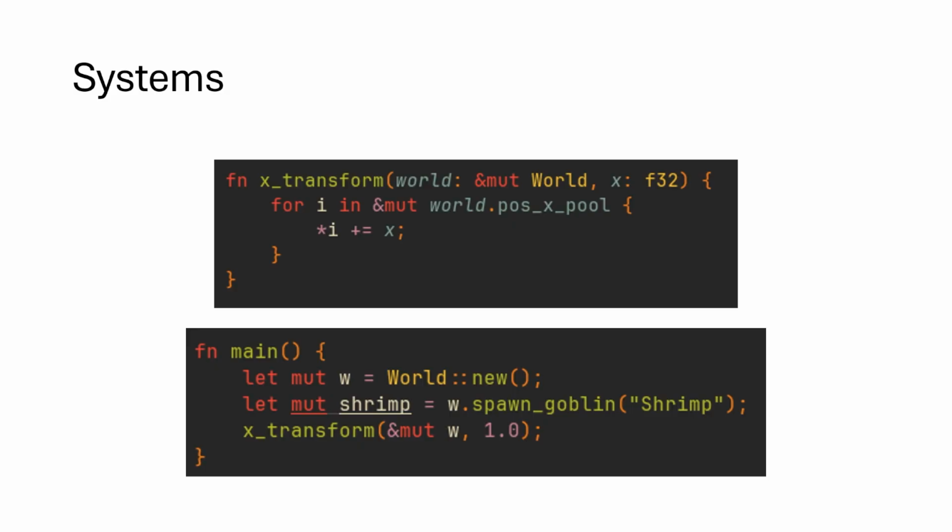So here we have shrimp, who is spawned into the world, and then we apply the x transform and we move shrimp forward by 1. So if we had a vector of 1,000 goblins, they would each have their own place in the vector of x positions, and we would go over all of them and move them all forward by 1. So it's not actually an example of how a game would work, but it's how you might iterate over these vectors full of components and adjust them.